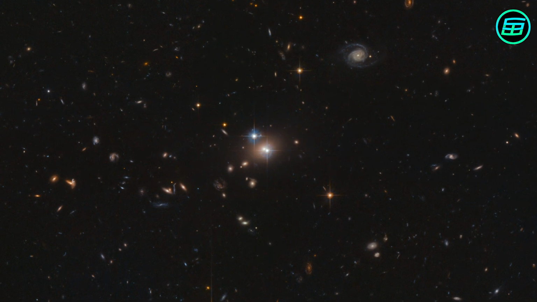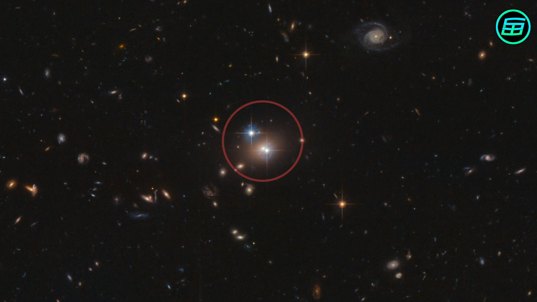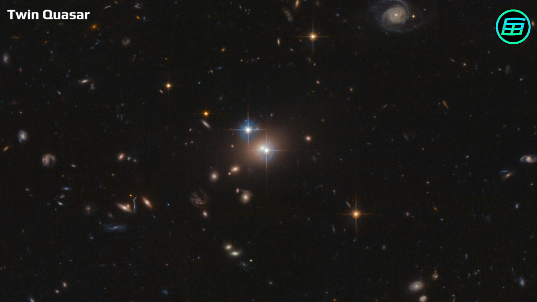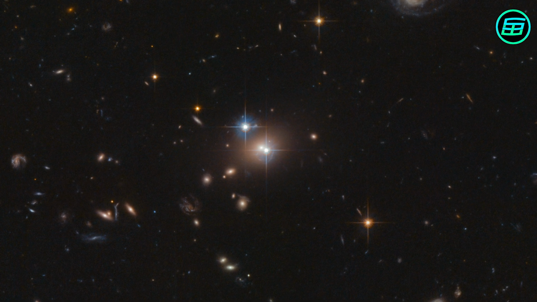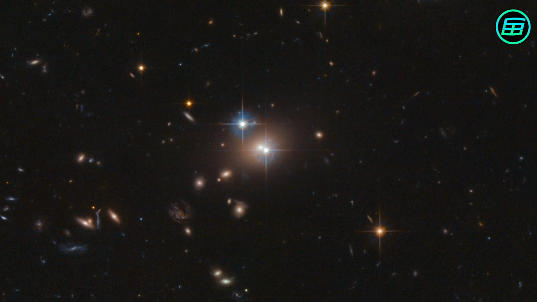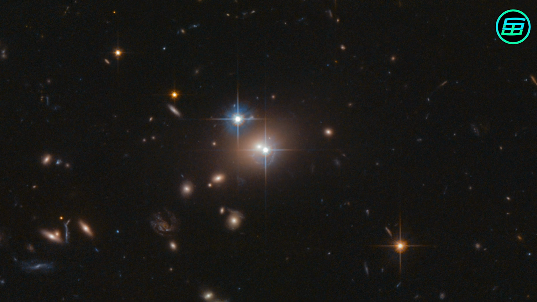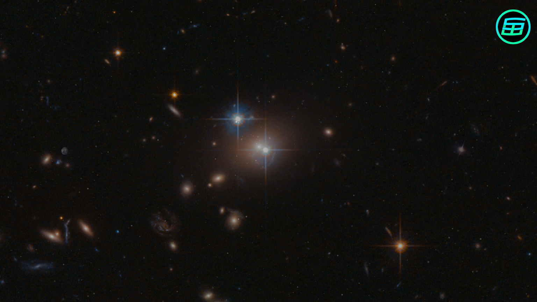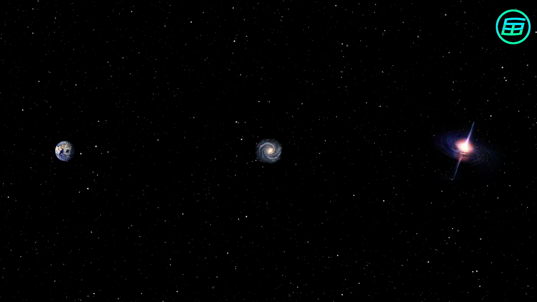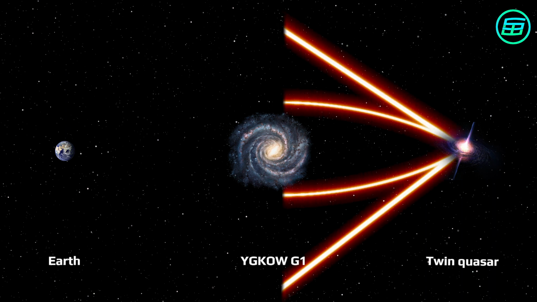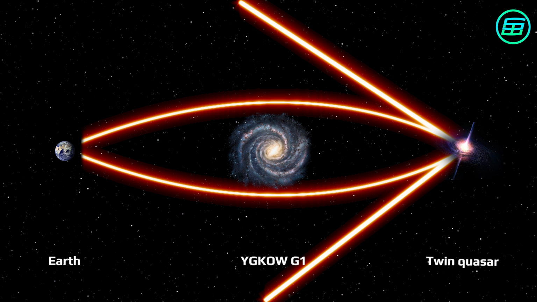In 1979, astronomers discovered two quasars that were so similar they were called the twin quasar. The problem was, they were too much alike. After their discovery, astronomers studied them closely and found them to be identical. More studies revealed that actually there was only one quasar, but we can see two copies of it. How is that possible? The answer is that there's a galaxy lying between the quasar and Earth. This galaxy, named YGKOW G1, bends the quasar's light so that we see two copies of the same object.